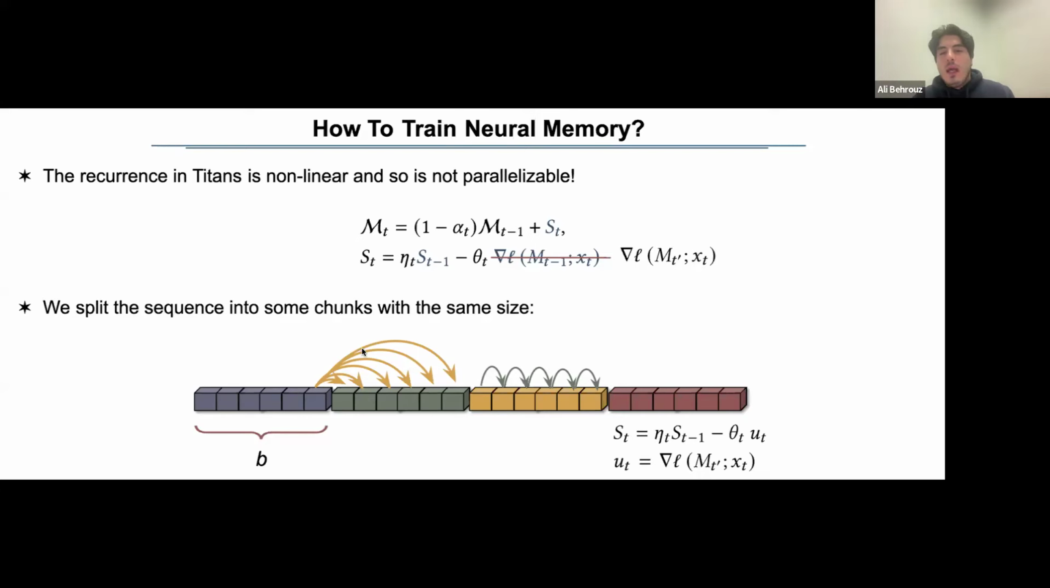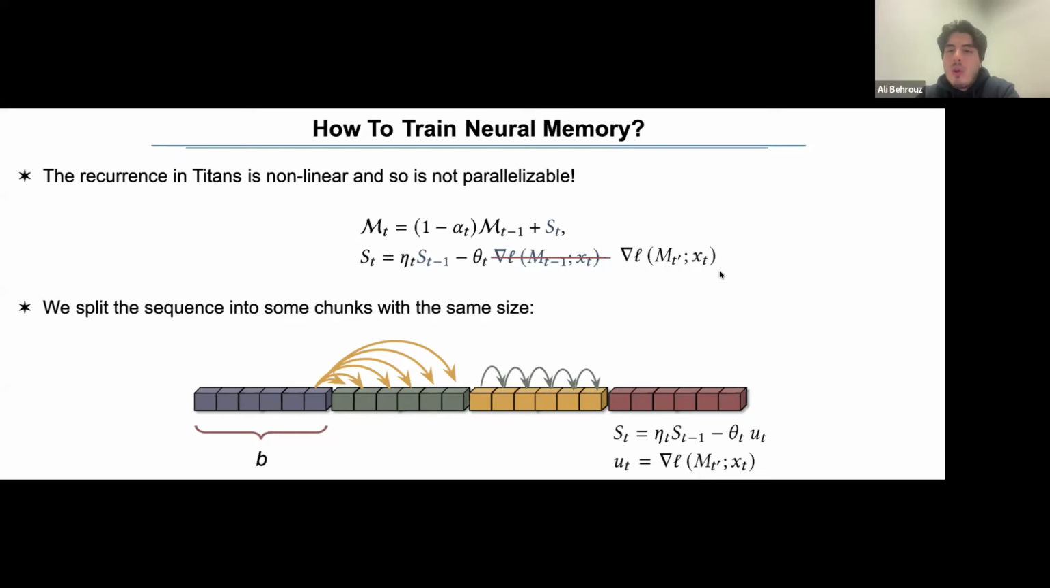So basically, when we are calculating the gradient in this green chunk or green subsequence, one thing that we are doing is to calculate the gradient with respect to the last state of the memory in the previous chunk. So at the beginning of this subsequence, we can calculate all the gradients at the same time in parallel. That helps us have a linear recurrent formula.